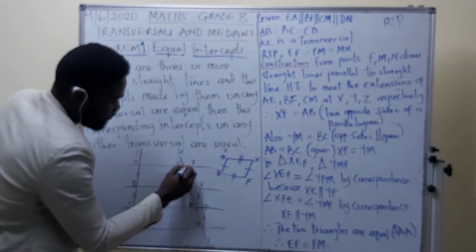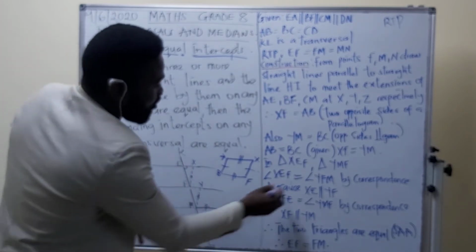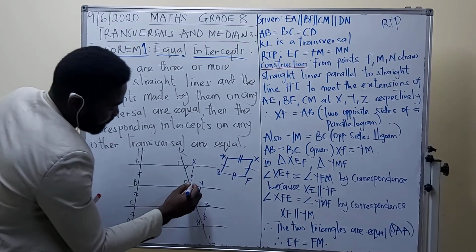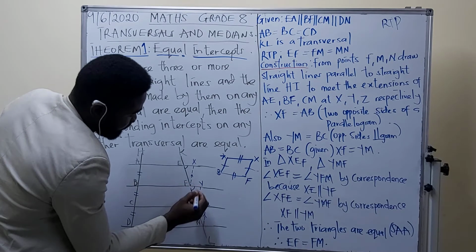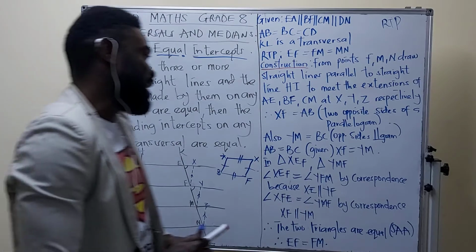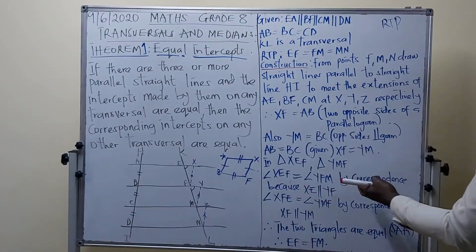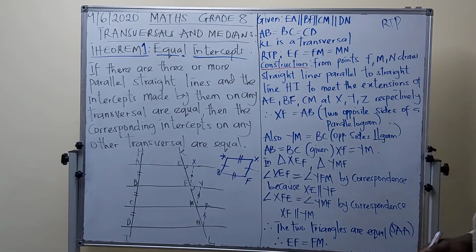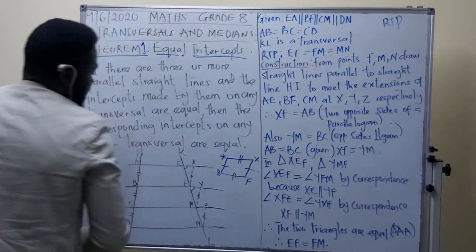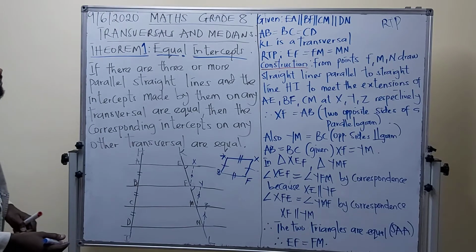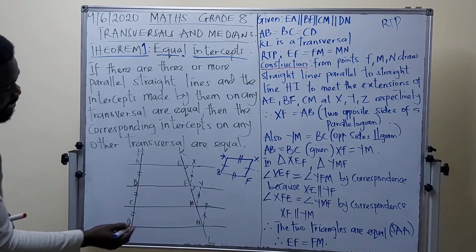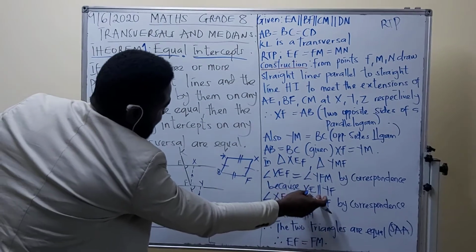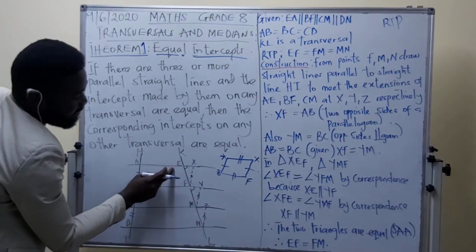This angle is equal to angle YFN. Now, they said the relationship that makes them equal is because they are corresponding angles. Corresponding angles are formed when we have two parallel lines and a straight line cutting them. Now, if you check, according to the proof, they said because XE is parallel to YF. XE is parallel to YF.